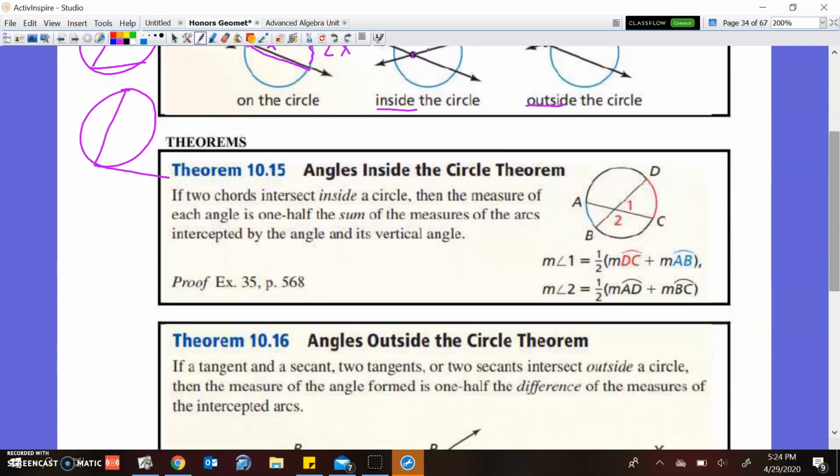Okay, so here's the relationship when we have angles intersecting inside. So if two chords intersect inside a circle, then the measure of each angle is 1/2 the sum of the measures of the arcs intercepted by the angle and its vertical angle. Oh my goodness, they do a good job. It's hard to explain math sometimes. Let's just talk about this.